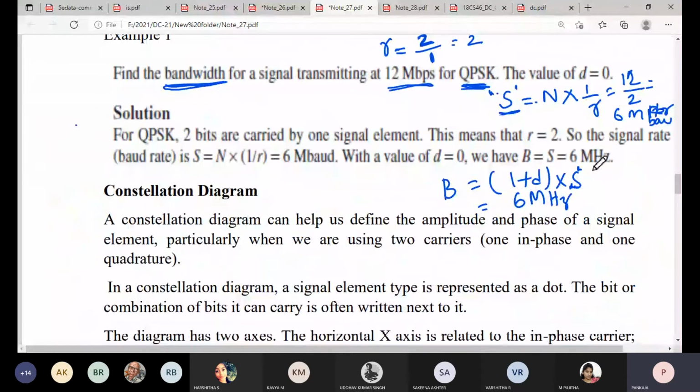Okay, so that is all about the QPSK. One we have discussed, binary PSK, and another one is QPSK. In binary PSK, one data element is represented by one signal element. So here, two data elements are represented by one signal element. That is the main difference you need to understand.